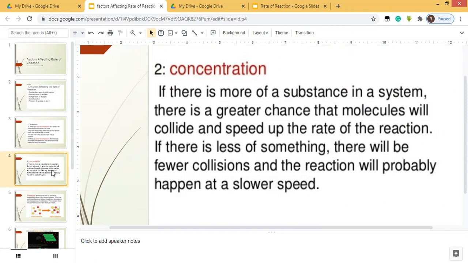So if there is more of a substance in a system, there is a greater chance that molecules will collide and speed up the rate of reaction. If there is less of something, then there will be fewer collisions of the particles, and the reaction will probably happen at a slower speed.